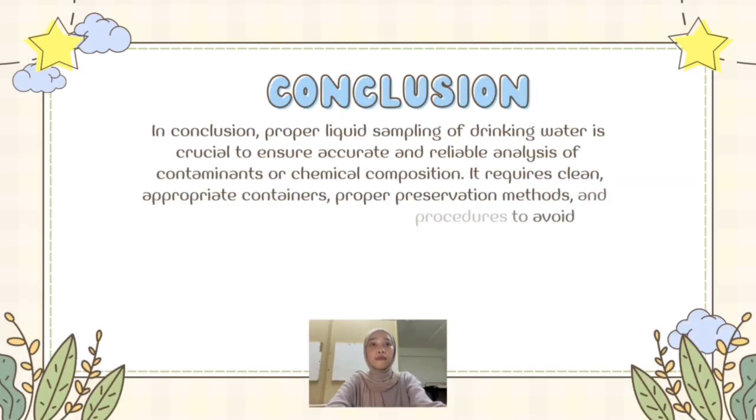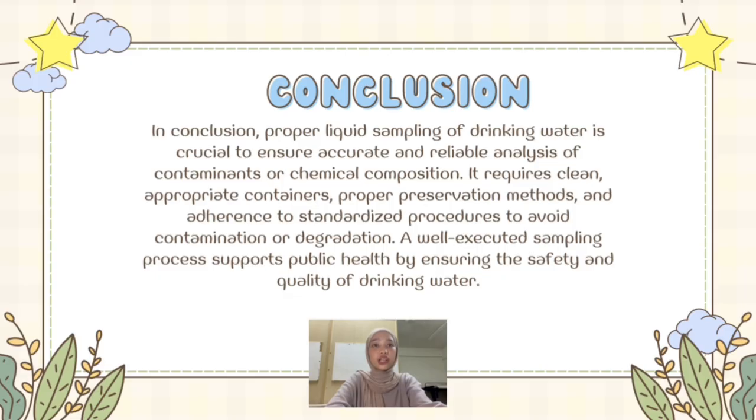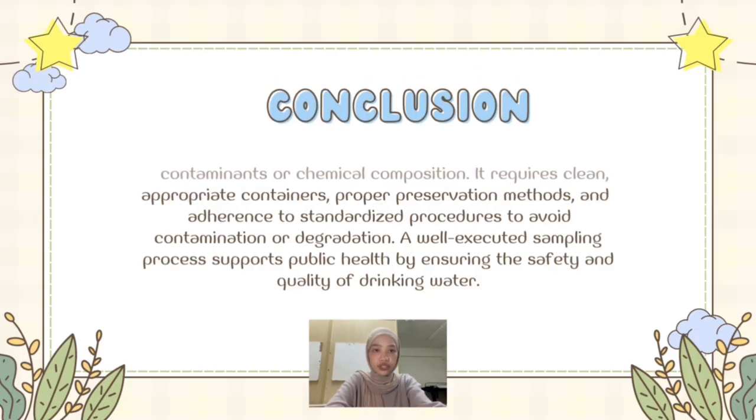In conclusion, proper liquid sampling of drinking water is crucial to ensure accurate and reliable analysis of contaminants or chemical composition. It requires clean, appropriate containers, proper preservation methods, and adherence to standardized procedures to avoid contamination or degradation. A well-executed sampling process supports public health by ensuring the safety and quality of drinking water.